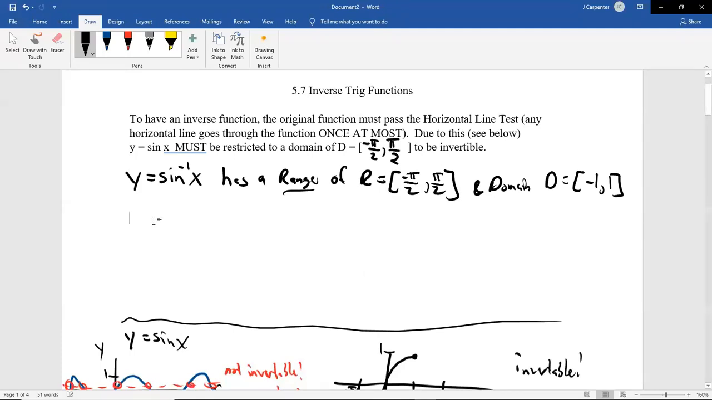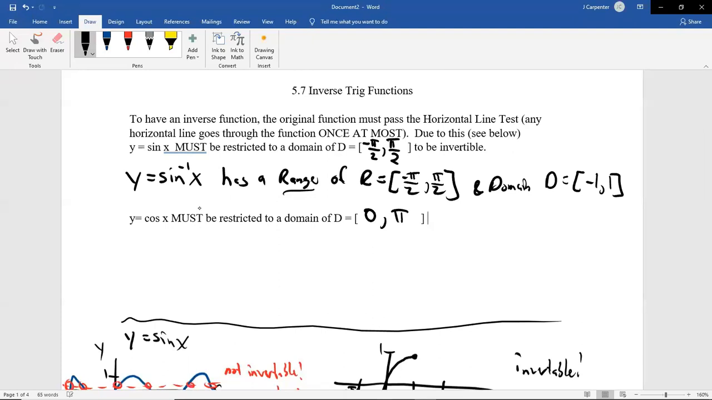So now let's do the cosine. So y equals cosine of x must be restricted. Domain of D equals, and some brackets, some space, close them. And this is going to turn out to be 0 to pi.